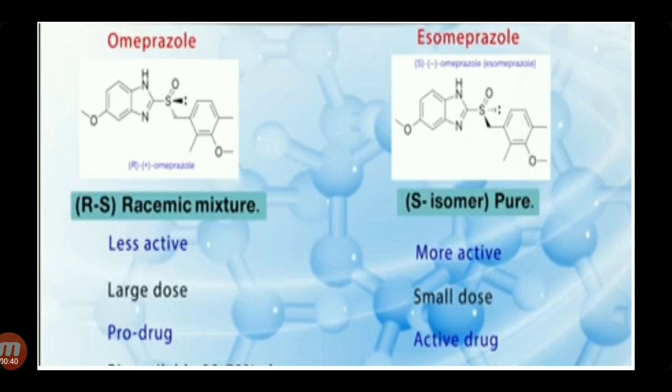Omeprazole and esomeprazole. Omeprazole is an R and S racemic mixture. Esomeprazole is the pure S isomer. Omeprazole is less active. Esomeprazole is more active. Omeprazole is a large dose. Esomeprazole is a small dose. Omeprazole is a prodrug. Esomeprazole is the active drug.